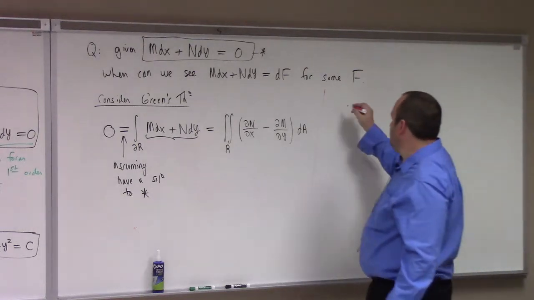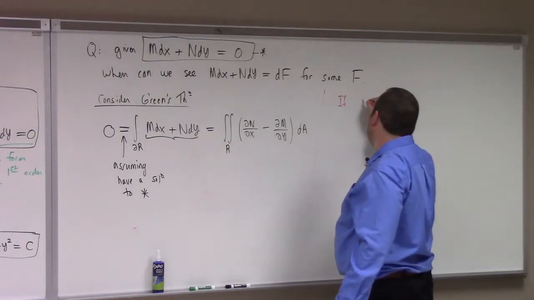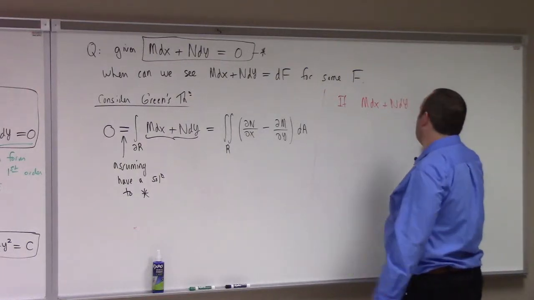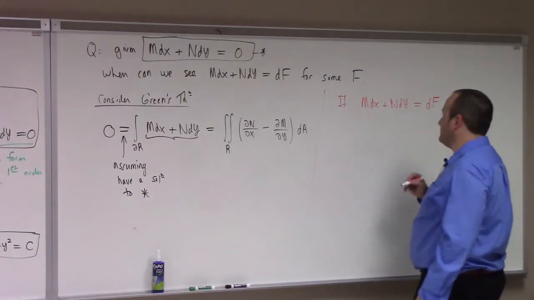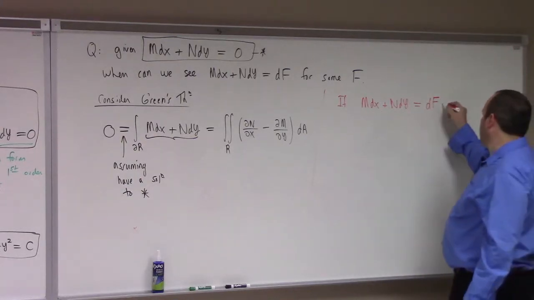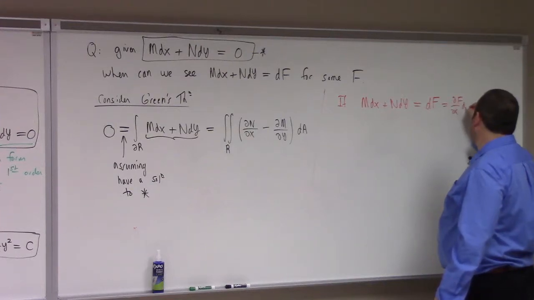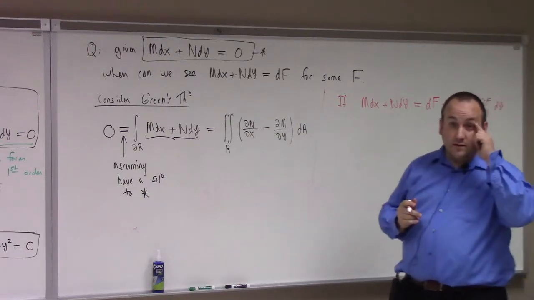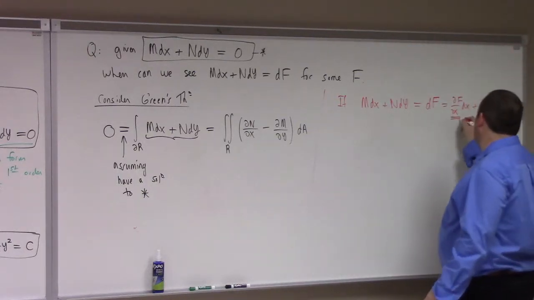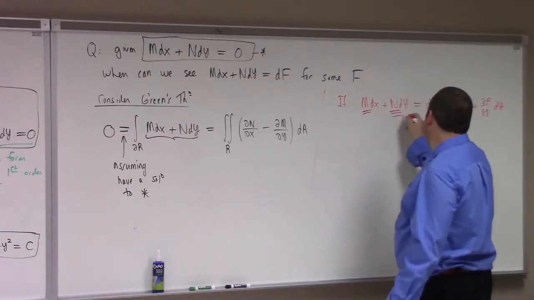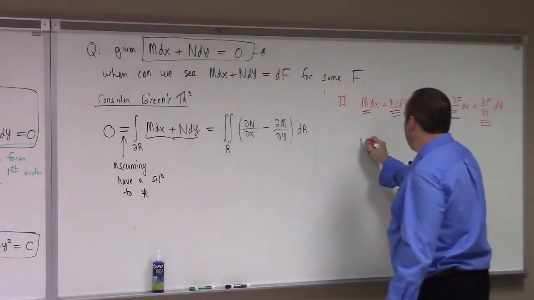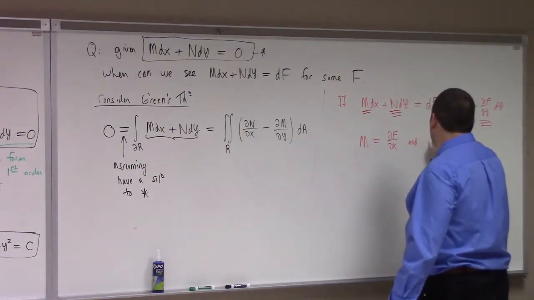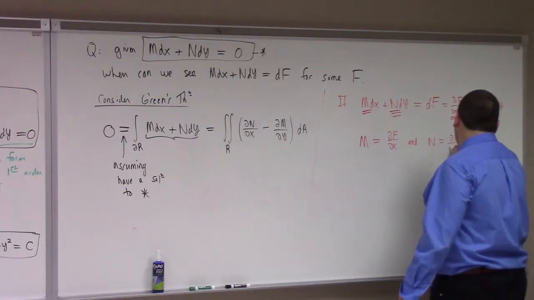So here's the thing. More to the point, if m dx plus n dy is equal to df, what does that mean? df is partial f partial x dx plus partial f partial y dy, right? So you can read off that this must be that, and that must be that. In other words, m is partial f partial x, and n is partial f partial y.